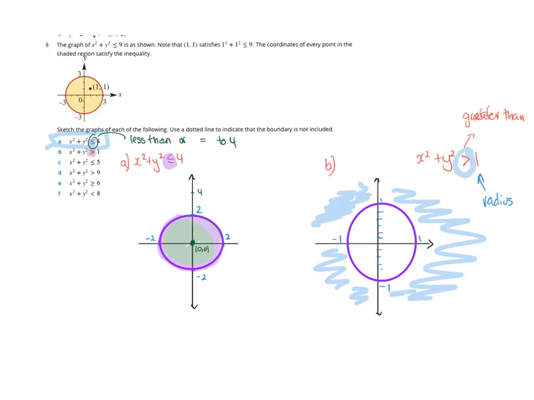But because this symbol has not got the equals to, this purple line should be dotted, because it's not equal to. So when it's greater than, you shade like that. Otherwise you just sketch the circle normally and then shade appropriately. If it's less than, you color in the circle. If it's greater than, it's the region outside the circle. If it's equal to, you have a solid circle line. If it's just a greater than, we should see a dotted line like that.